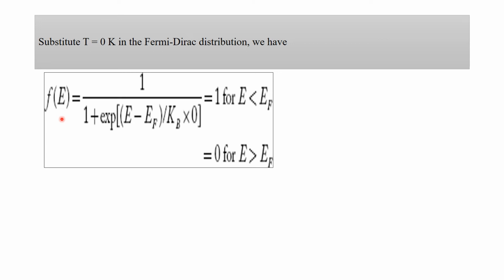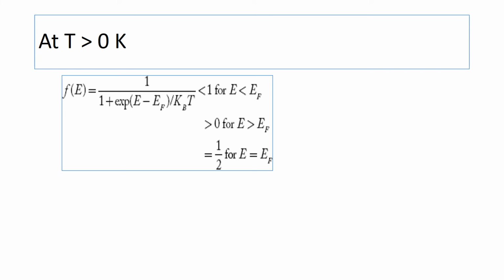Substitute T equal to 0 in the Fermi-Dirac distribution. We have F equal to 1 by 1 plus exponential (E minus Ef) by kB into 0. The value is 1 if E is less than Ef, and the value is 0 if E is greater than Ef. At T greater than 0 Kelvin, F is equal to 1 by 1 plus exponential (E minus Ef) by kBT, less than 1 for E less than Ef, greater than 0 for E greater than Ef, and is equal to half for E equal to Ef.